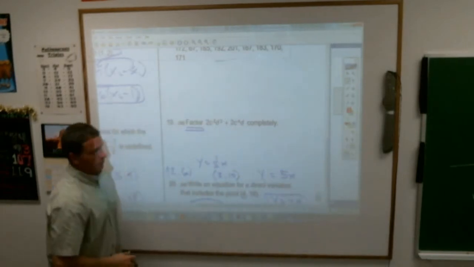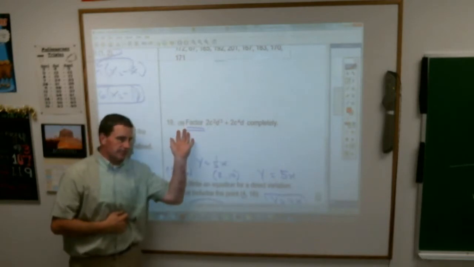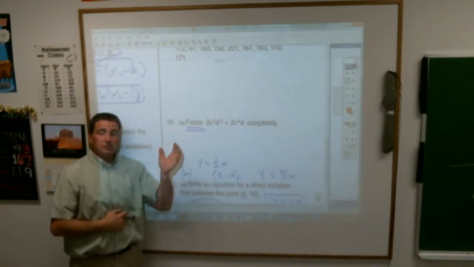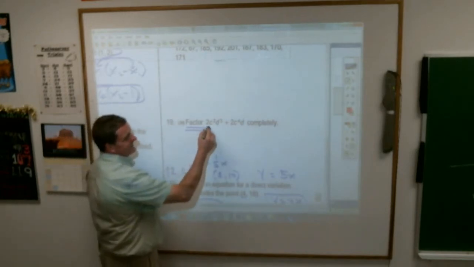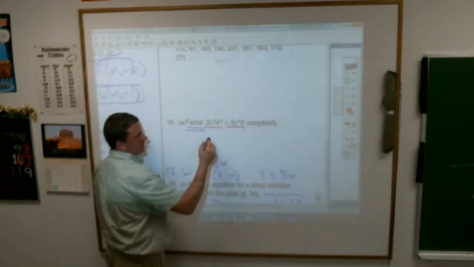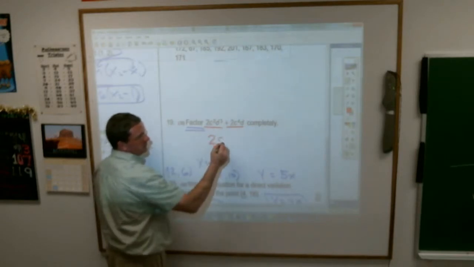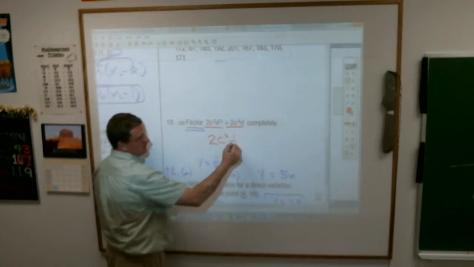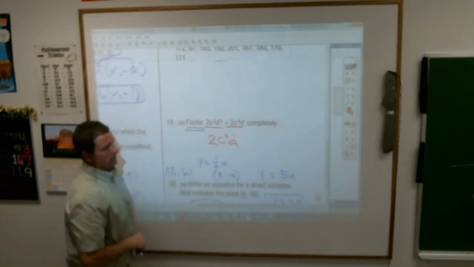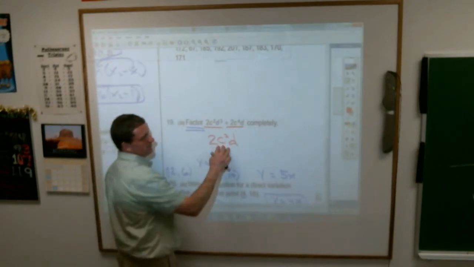Again, please make sure you know the difference between finding the greatest common factor and factoring it. Factoring it means you need to find it and then take it out, which most people got. What do these have in common? Well, they have a 2. They both have c squared that you should take out, and they both have a d. That is your greatest common factor.